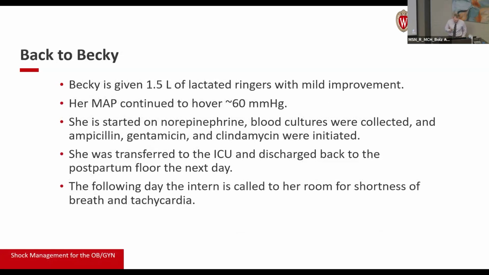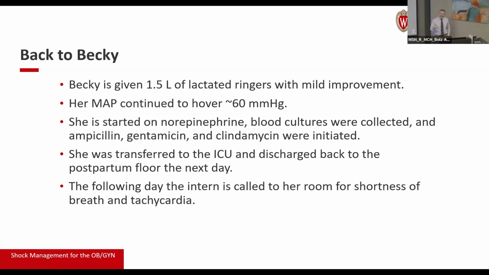Let's get back to Becky. We've got to keep moving on. All right, she gets another 1.5 liters of lactated Ringer's. Her MAPs hover around 60, so we start some norepinephrine and get some blood cultures. She gets amp and clinda. She's transferred to the ICU, but she does really well. She starts to improve. She gets to the floor the next day.